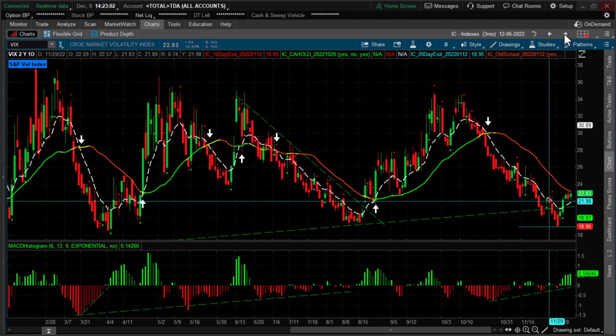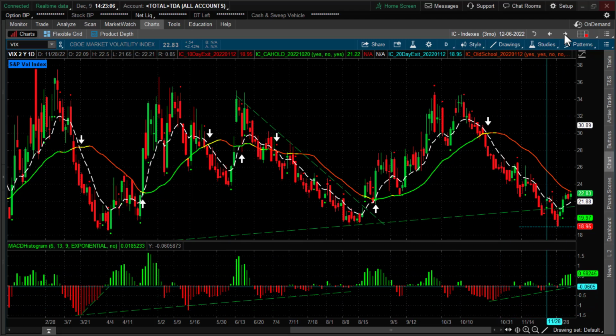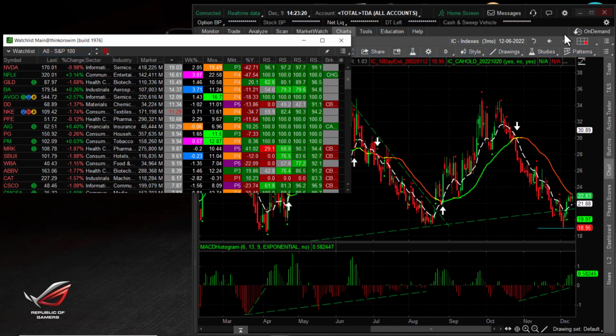The divergent conditions that we're talking about exist for stocks too, but it seems to be way more pronounced with the VIX than it is with the stocks. But let's go back and look at some and see what the colors look like, if you will, on the watch list.